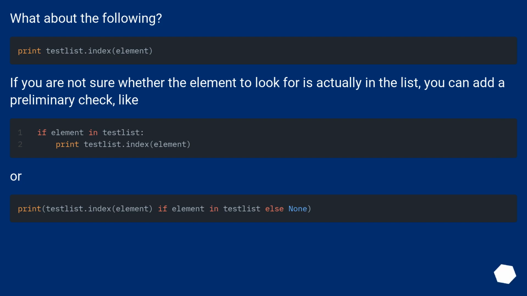What about the following? If you are not sure whether the element to look for is actually in the list, you can add a preliminary check, like, or.